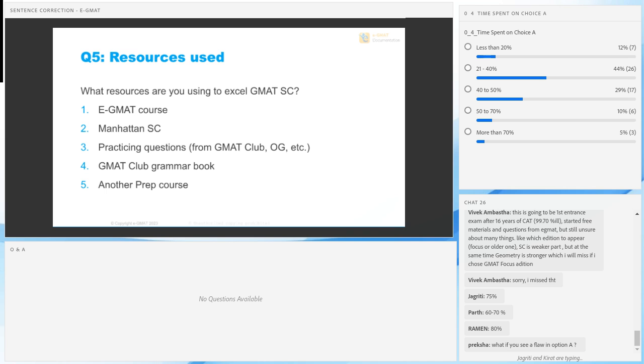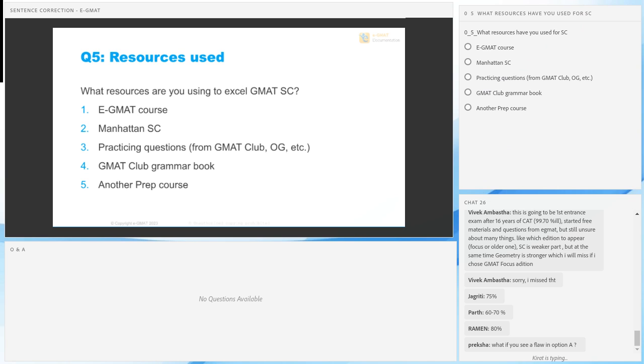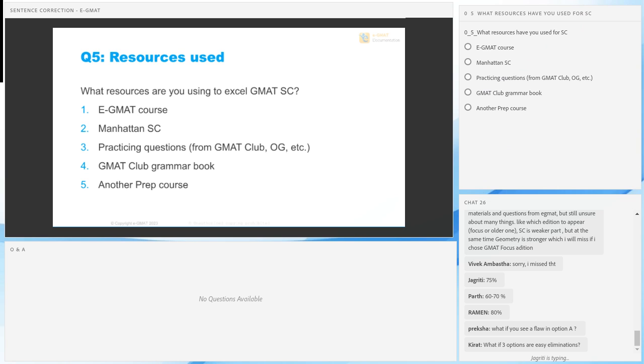All right, now let's come to how is it that you've been preparing for SC till now. So click on all the resources that you've used. Kirat, we'll talk about that. If three options are easy eliminations, well, that's a good question. If three options are easy eliminations, then is the question difficult?